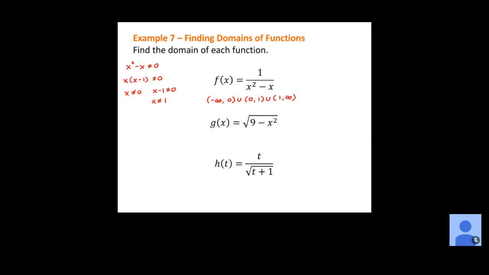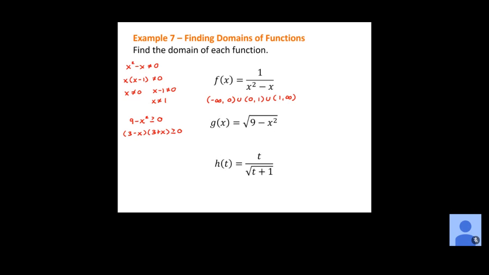All right, now our g of x function, notice here we have a square root, right? So in this case, we know we can't have negatives under the square root. So 9 minus x squared must be greater than or equal to 0, right? Because it's not in the denominator, so it could actually be a 0 inside the square root. Now, again, I'm going to factor this. This is a difference of squares, so we're going to have 3 minus x times 3 plus x must be greater than or equal to 0.